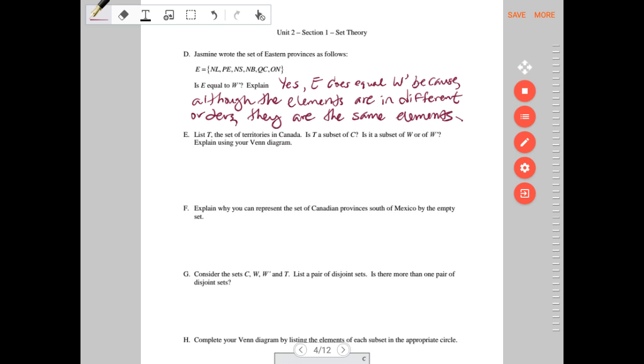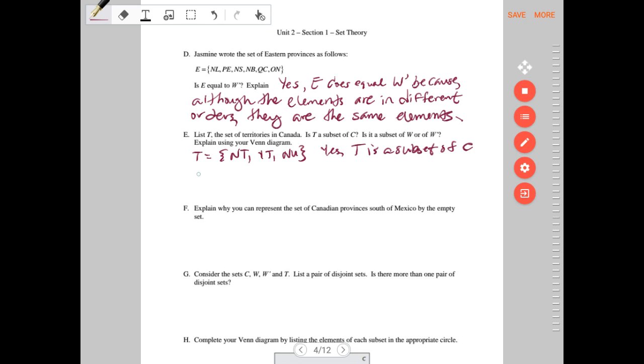Part E. List T, the set of territories in Canada. Is T a subset of C? Is it a subset of W or W prime? Explain using your Venn diagram. Okay, so T is Northwest Territories, Yukon Territories, and Nunavut. Is T a subset of C? So, is T a smaller group, basically, in the group of all Canadian provinces and territories? And, of course, the answer is yes. T is a subset of C.